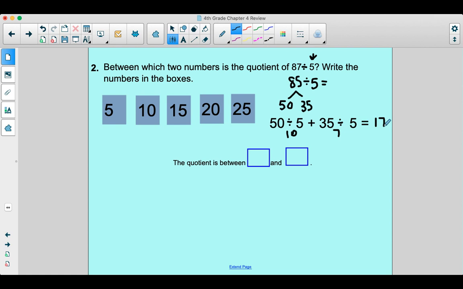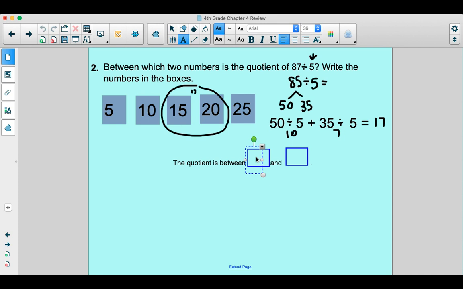Okay, so the quotient now we know is going to be somewhere very close to 17. It looks like it might be even 17 remainder 2, right? Because our real question was 87 divided by 5. So the quotient will be between these two, because 15, 16, 17, 18, 19, 20. So it would be between those two. So in here, I would just type in 15 and 20. All right, off to the races.